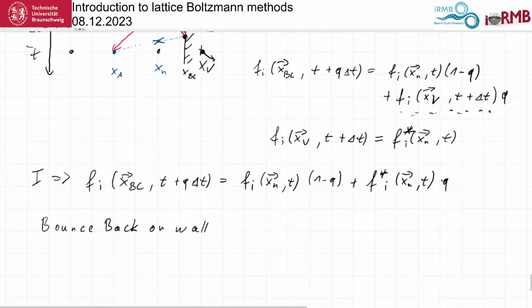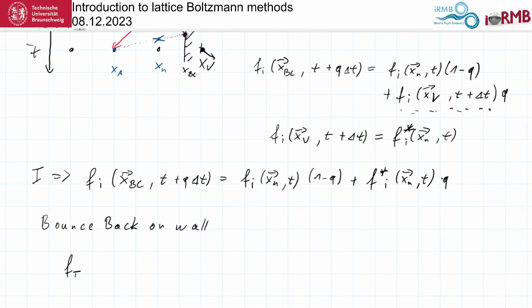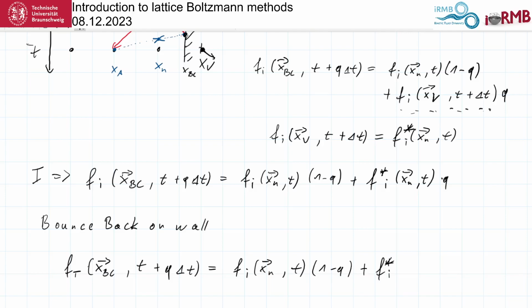Which means that the distribution on the wall, going in the opposite direction, BC, at t plus q delta t, is just the same thing as the above: 1 minus q plus post-collision fi in t multiplied by q. But this is not what we want to know.